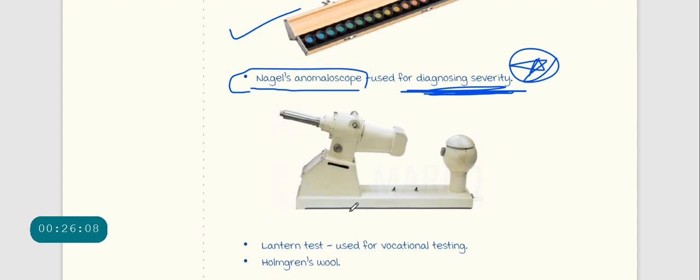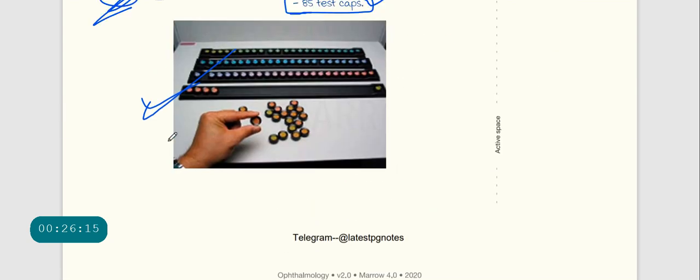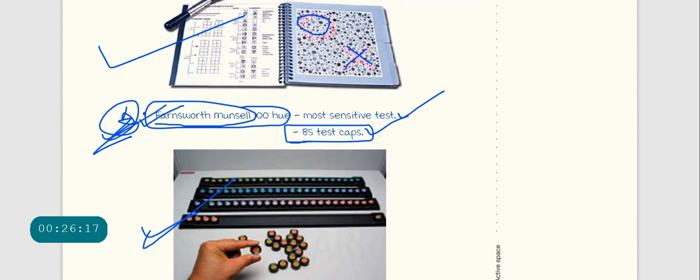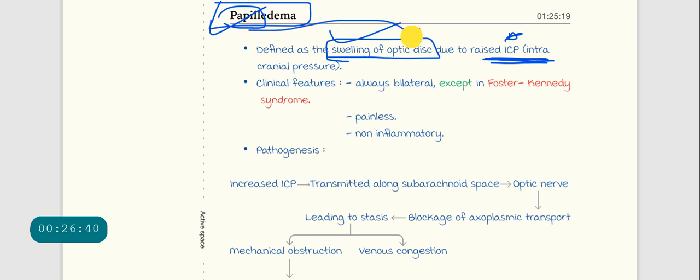The next we are going to talk about papilledema. Papilledema is defined as the swelling of the optic nerve, and it is due to an increase in intracranial pressure. Very important. There is a swelling of the optic nerve, as we can see by the name itself. Papilla, the optic disc, and there is an edema also. So why is this edema occurring? This is due to the increased intracranial pressure.